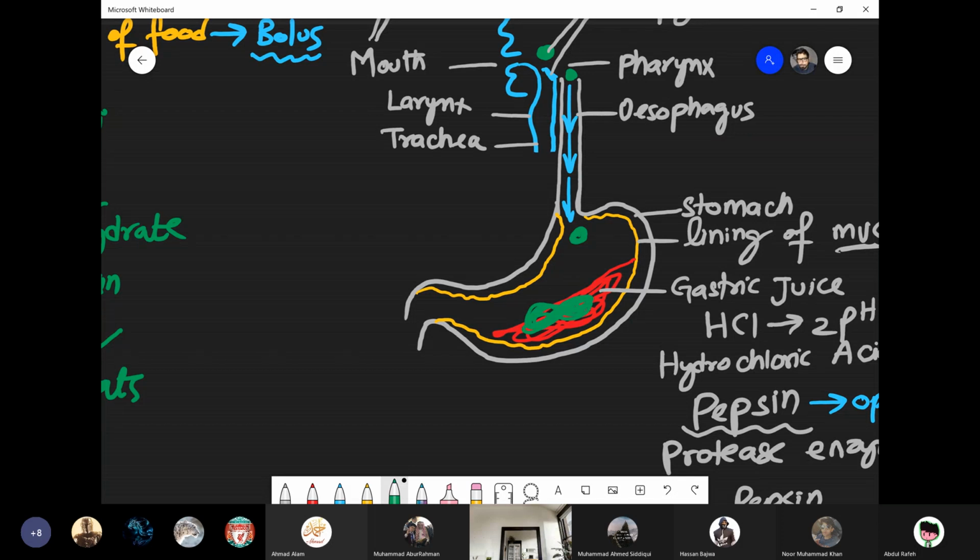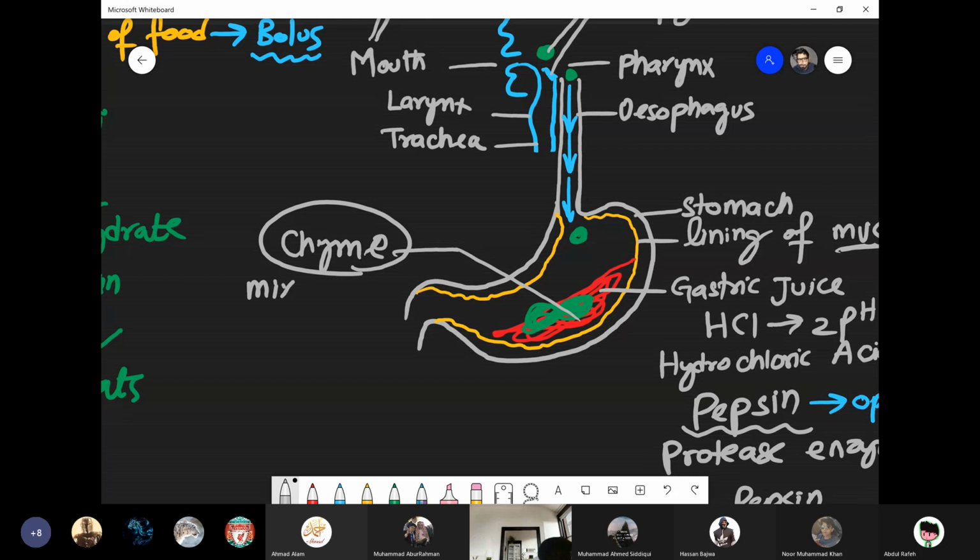Now, another thing: the chicken biryani bite that you took was solid. But what will happen? Water will be added in the mouth from saliva, and gastric juice is also liquid. So when your food mixes with the gastric juice, it will become chyme, like a thick liquid. This food and gastric juice mixture is called chyme. So let me write over here, chyme is what?